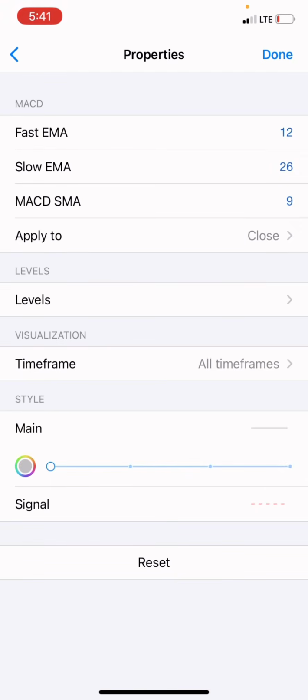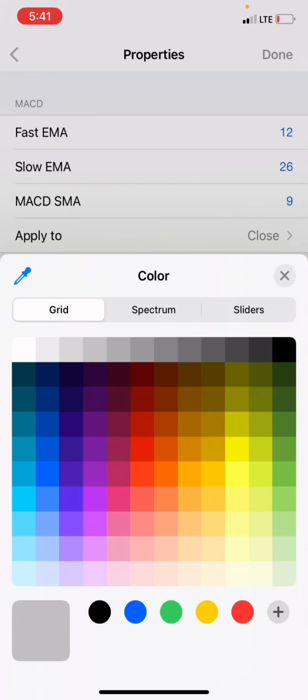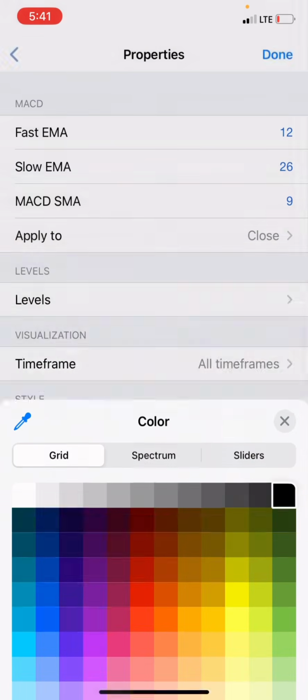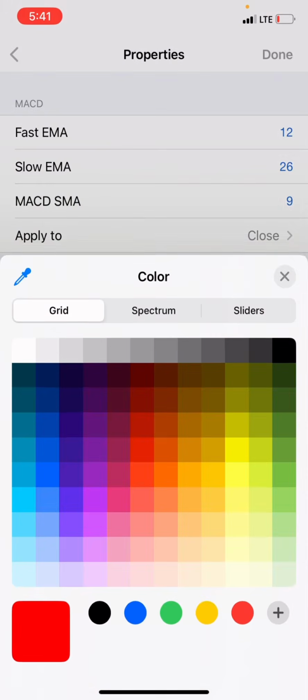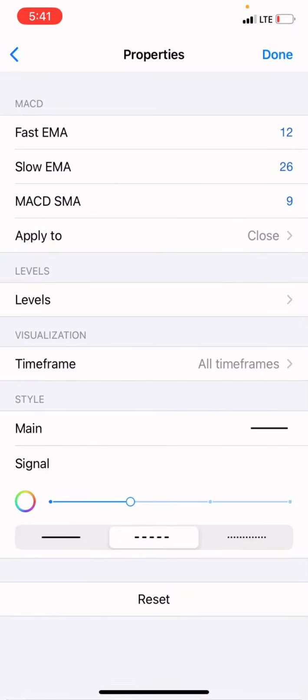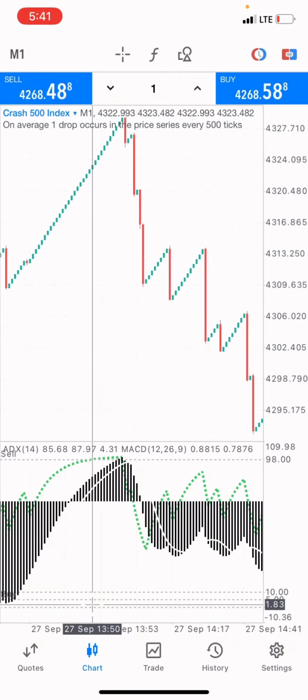On the main right here we're going to put 2 pixel, while we set the color to black. Then we're going to put the signal on 2 pixel also, while the color is going to be white. Then we're going to put it on the straight line right here. Then we're going to click on done.